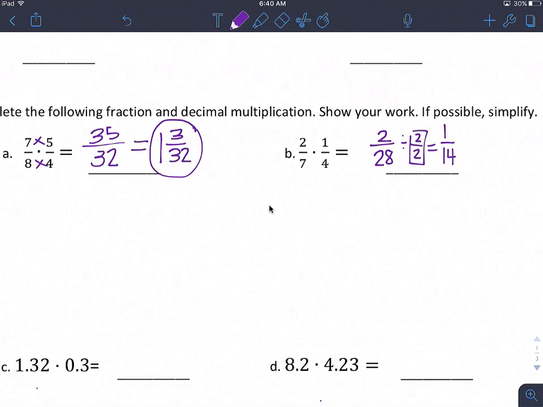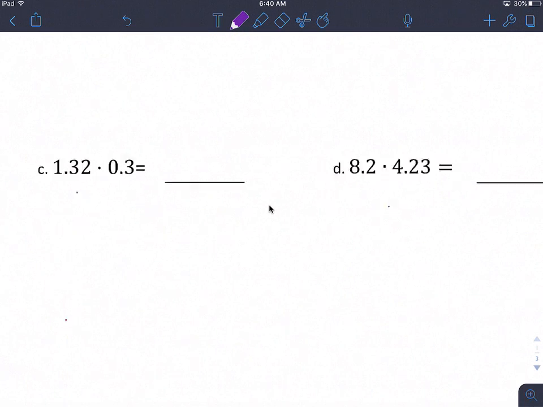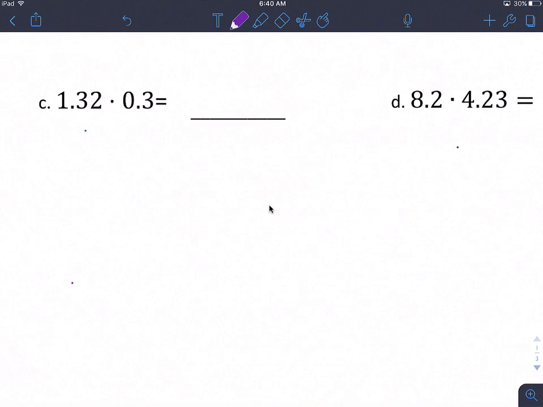All right, so those were the fractions. Now let's take a look at multiplication. All right, what I've been practicing with my classes is just forget about the decimals. Pretend they're not even there until the very end. So I'm going to rewrite this as 132 times 3.